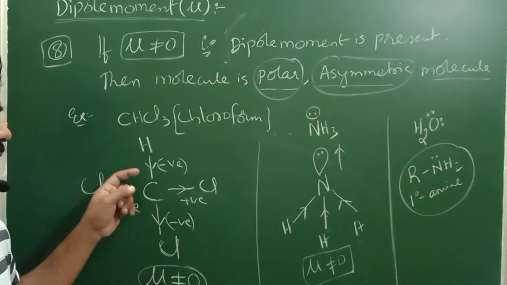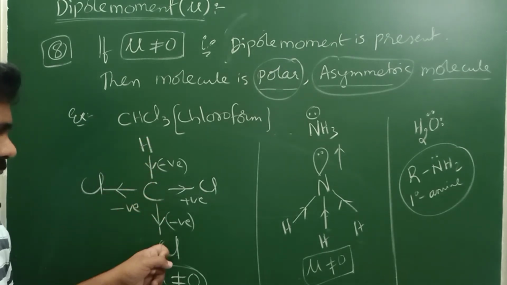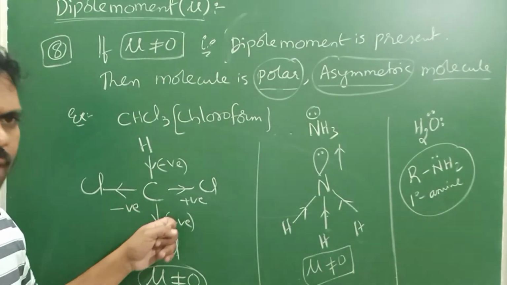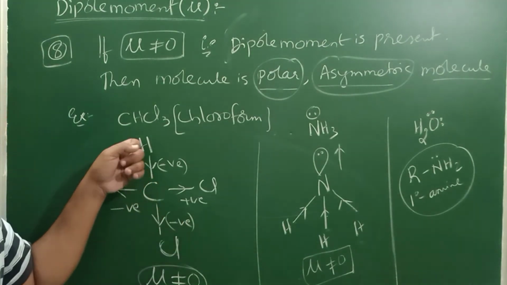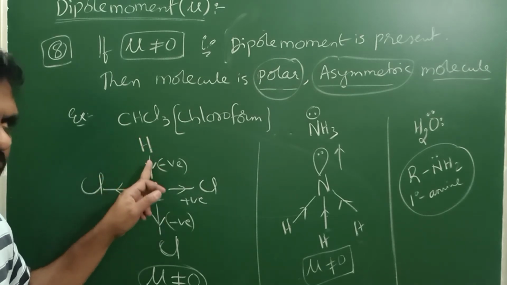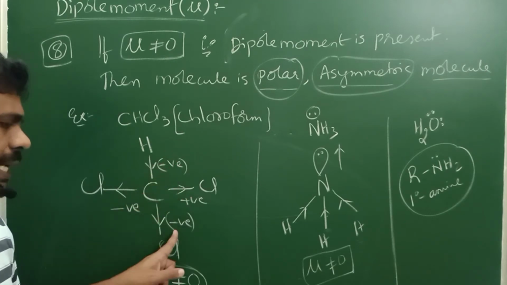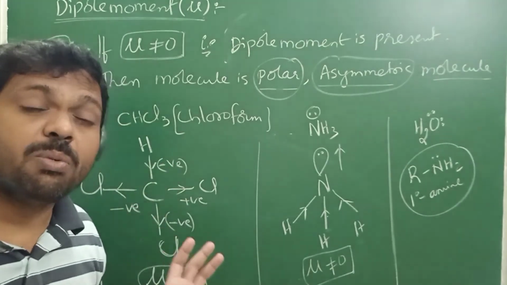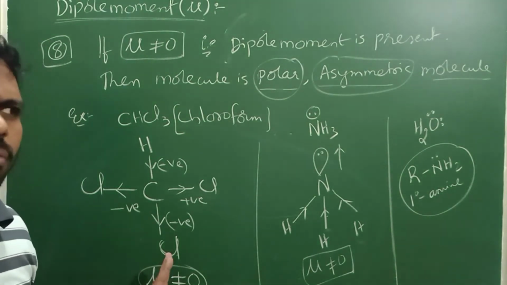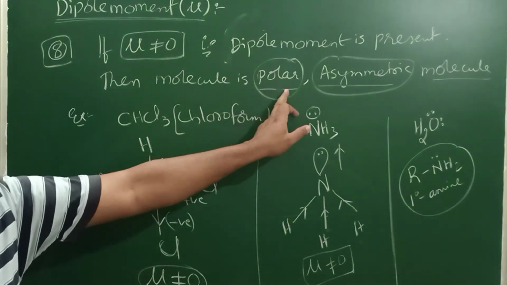Next, come to the carbon to hydrogen and carbon to chlorine bonds. Carbon to chlorine: chlorine has higher electronegativity, therefore the bond moment is coming down, so it is negative. Next, hydrogen and carbon: carbon has higher electronegativity, so again the bond moment is coming down, therefore it is negative. Negative plus negative, so a dipole moment is present. So, mu is not equal to 0. When mu is not equal to 0, or mu is present, that molecule is polar.